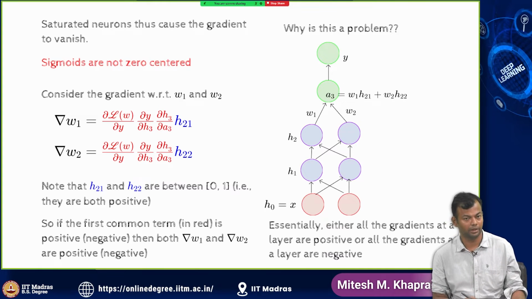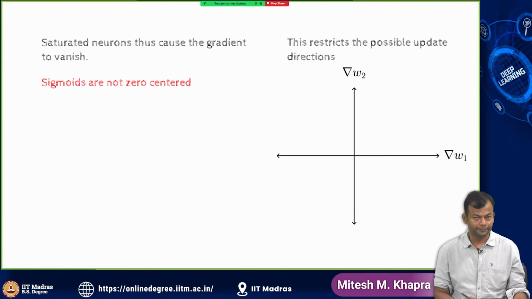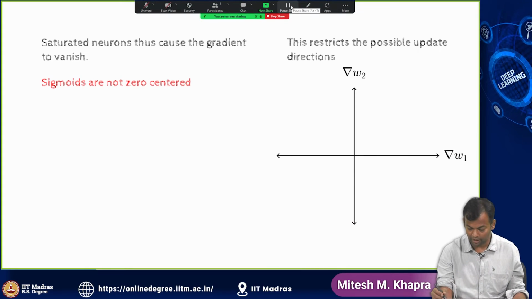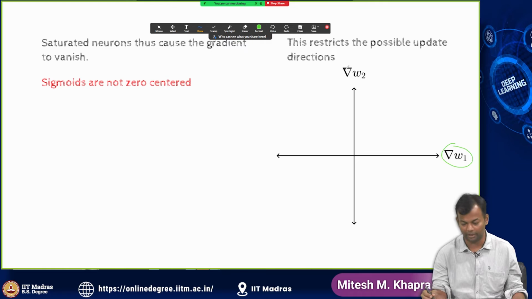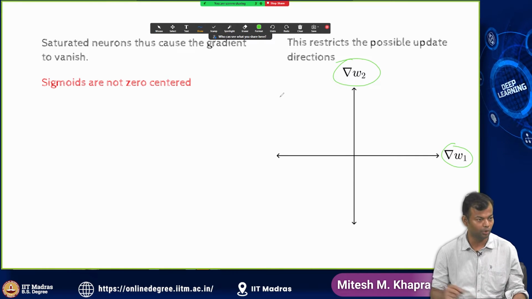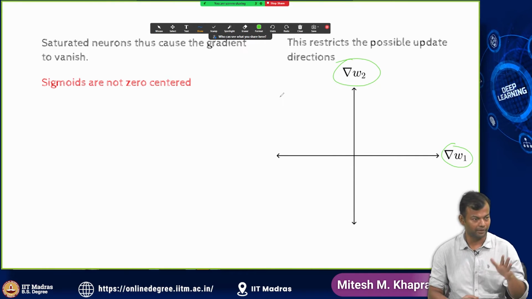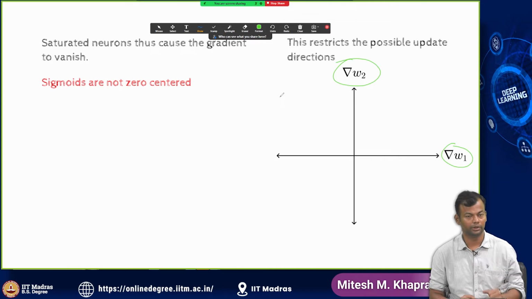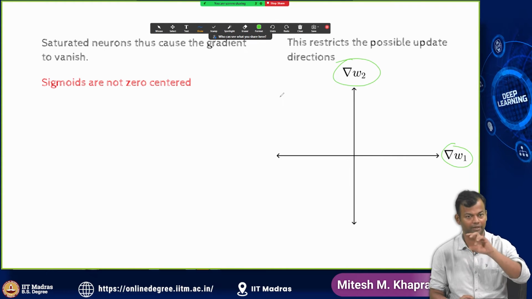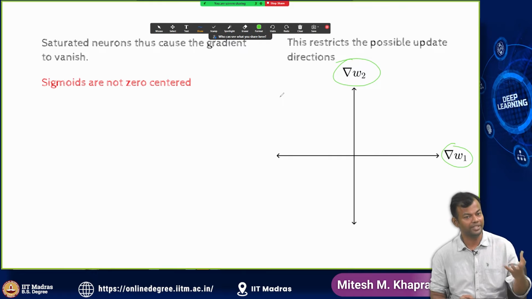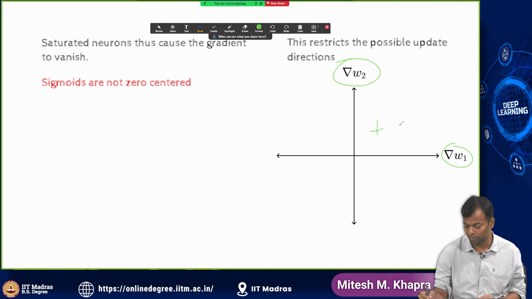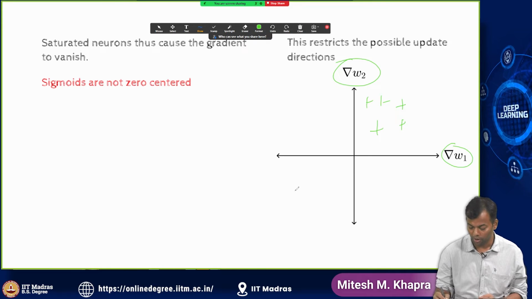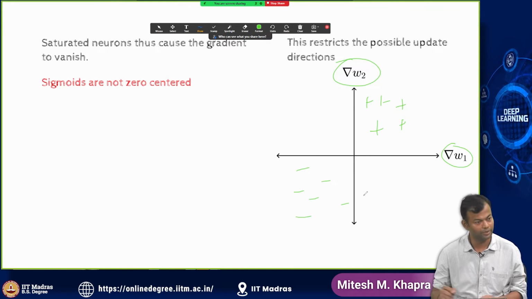So, let's see what the problem is. This is the partial derivative with respect to W1, and the partial derivative with respect to W2. Now if I consider the plane which has all possible values of the partial derivatives of W1 and W2, which quadrants are possible? Either the quadrant where both the values are positive, or the quadrant where both the values are negative.